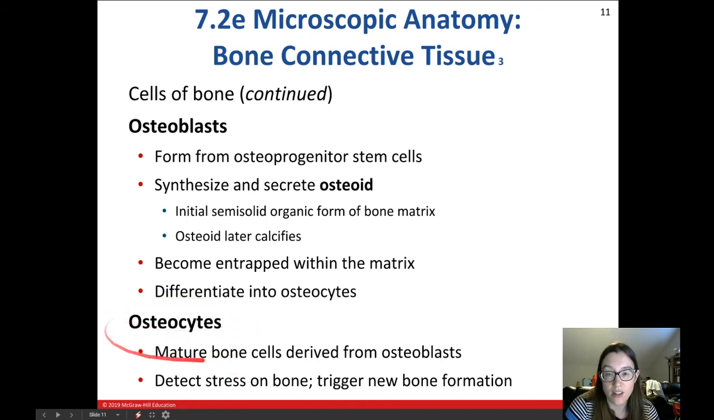So the osteocyte is a mature bone cell that's derived from the osteoblast. They have their little processes that are going out, reaching through those canaliculi, and they detect stress on the bone, and they can also trigger new bone formation. So they're going to help maintain the matrix, and if there's too much stress, it's going to tell the osteoblast to create some more and make the bone stronger.